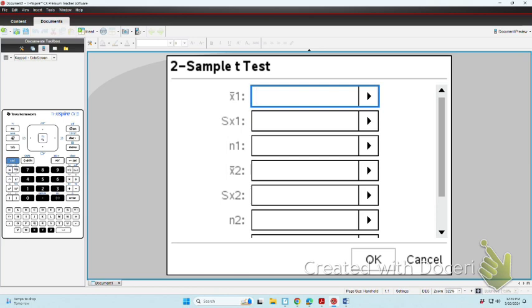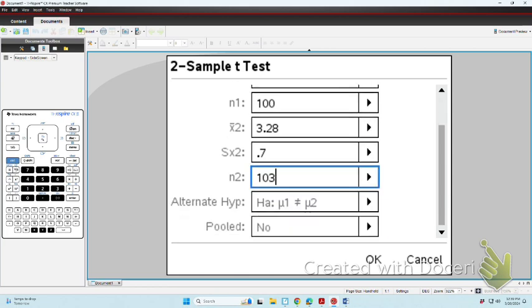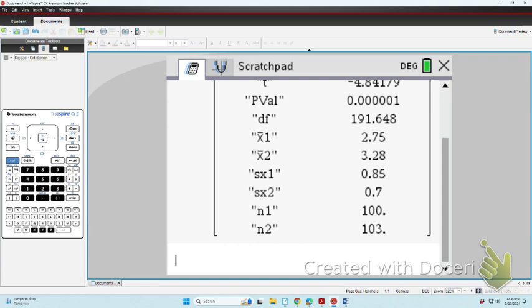I've forgotten what these are. 275, 0.85, 100, 3.28, 0.7, 103. We think mu1 is smaller, and there's the pooled question. Leave it as no. All right, we need to write things down, but we're about done. We have all our results.